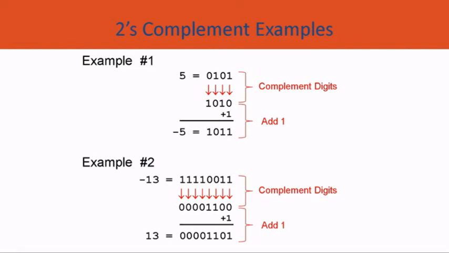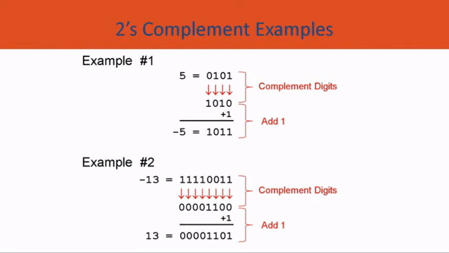So therefore, negative 5 is equal to: we have 0 plus 1 is 1, bring down 1, bring down 0, and bring down 1. Again, negative 5 is equal to 1011. That is in 4 bits. Let's say we have negative 13 and we want to convert negative 13 into its equivalent positive decimal in 8 bits. Again, negative 13 is equal to 11110011.